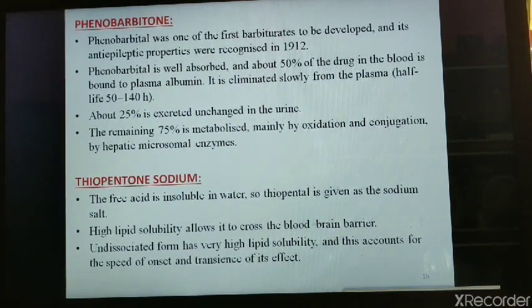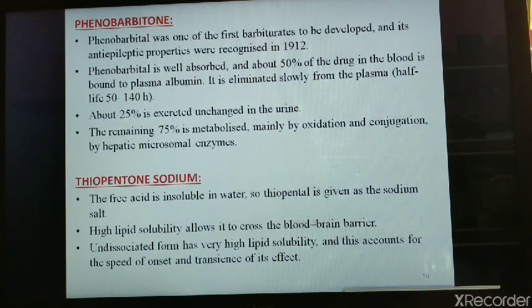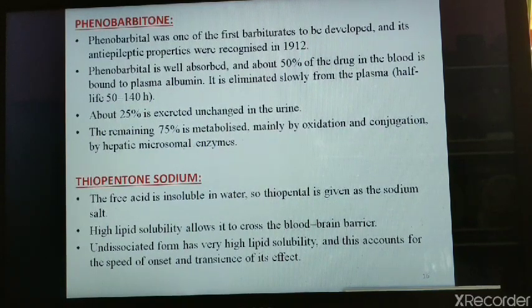Now, thiopentone: the free acid is insoluble in water, and thus thiopentone is given as the sodium salt. It also has a high lipid solubility, and that allows it to cross the blood-brain barrier. The undissociated form has very high lipid solubility and accounts for the speed of onset of action.